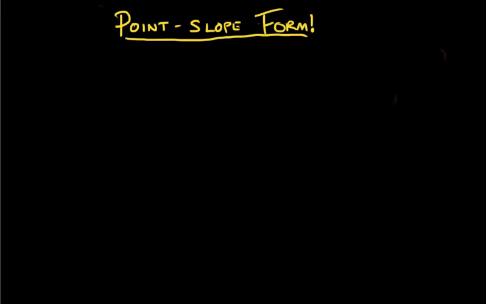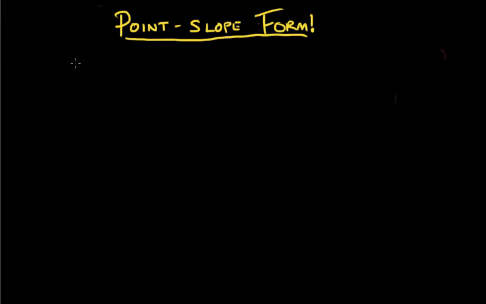Point slope form is just another way to write the equation of a line. We're going to talk about three different ways to write the equation of a line. We've already done slope intercept, so if you haven't watched that video or haven't learned about slope intercept, you need to do that before you even start this video. Now we're going to learn about point slope form, and then we'll do standard form, which is yet another way to write the equation of a line. They all have their uses, though, I promise.